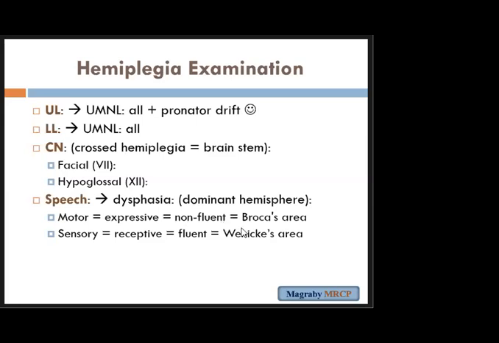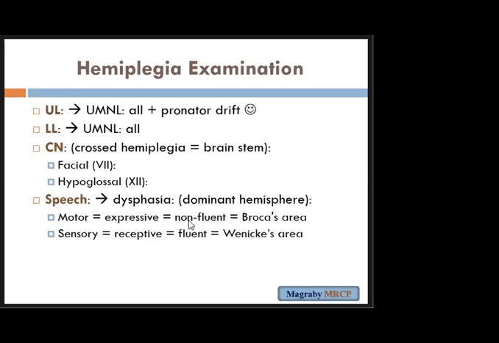The opposite is if there is affection of Wernicke's area, which is responsible for the sensory dysphasia, the result is a sensory dysphasia, so the patient cannot receive, there's a problem in receptive, so it is called receptive dysphasia. So it is the same name, sensory dysphasia, receptive dysphasia, or Wernicke's area affection. In Broca's area, it's called motor dysphasia or expressive dysphasia.